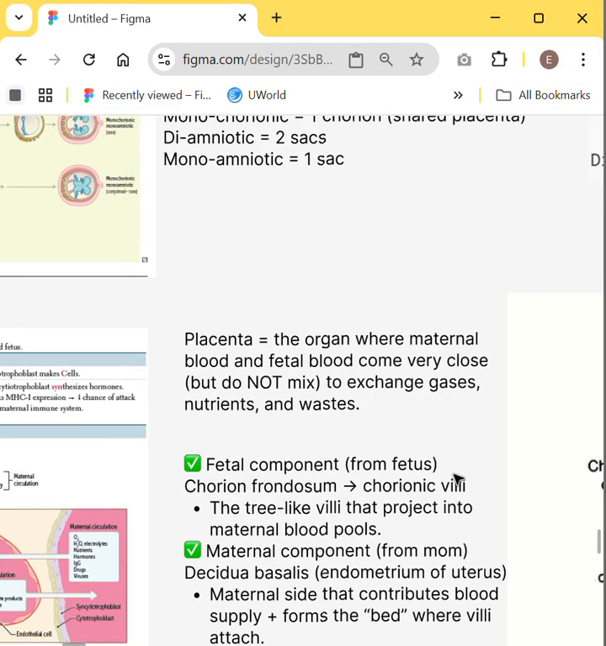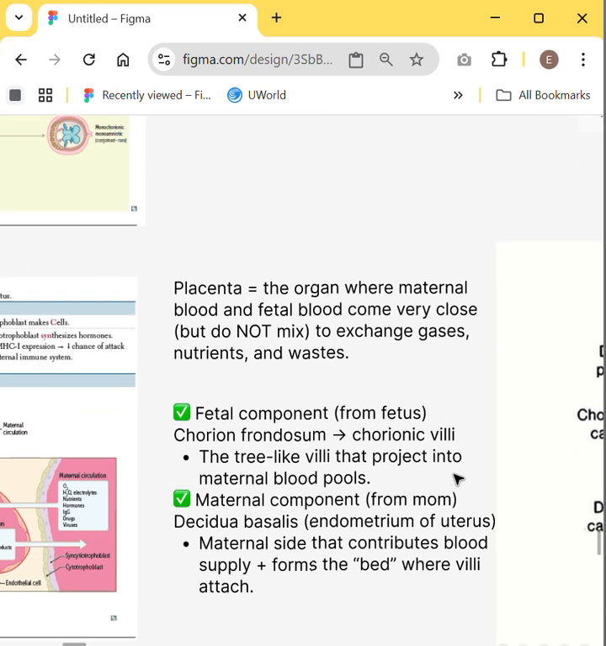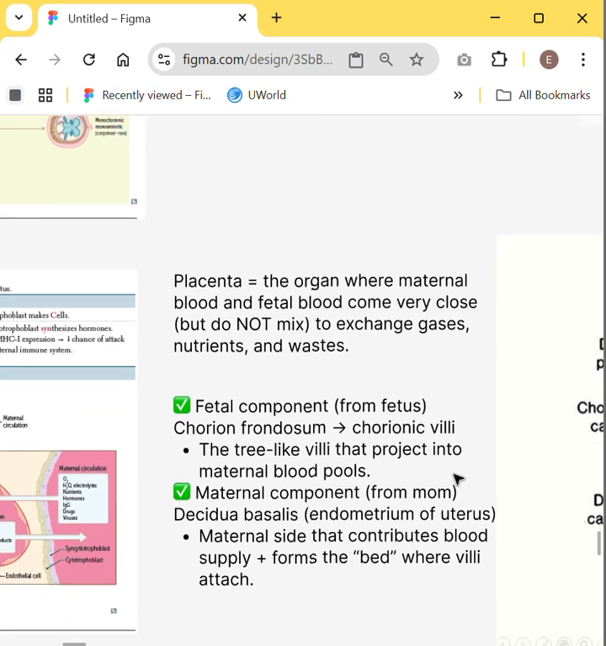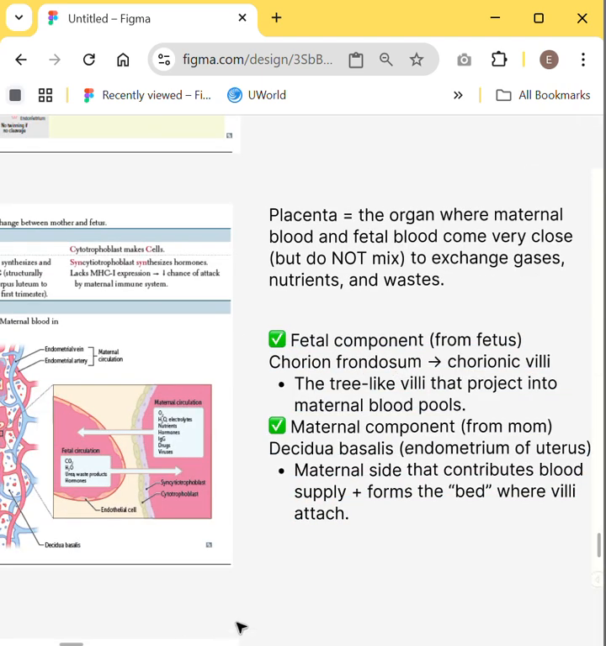Okay, so first of all, you have the placenta. Placenta is an organ where maternal blood and fetal blood come very close but do not mix to exchange gases, nutrients, and wastes. The fetal component basically comes from the fetus. This is called chorion frondosum, and this forms chorionic villi. This is the tree-like villi that project into maternal blood pools, which are the lacunae.